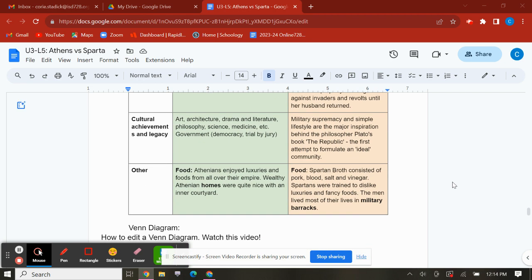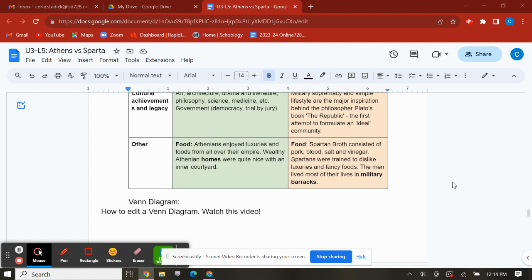Cultural achievements and legacy. Athens: art, architecture, drama, and literature, philosophy, science, medicine, government, specifically democracy, and trial by jury. Sparta: military supremacy and simple lifestyle are the major inspiration behind the philosopher Plato's book, The Republic, the first attempt to formulate an ideal community.